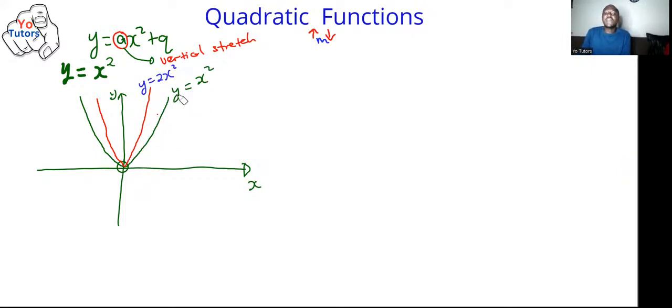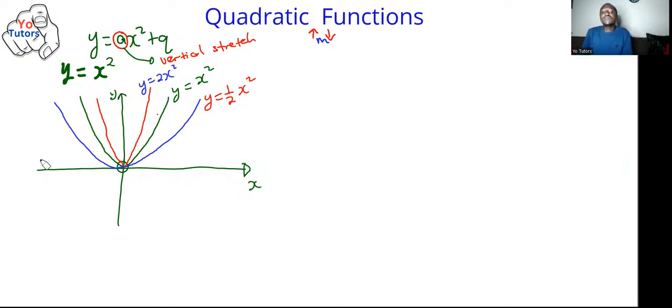What about if it's a fraction? Let's widen it. In this case, we can say y equals half of x squared. So what is happening there is that it widens. So when it's a fraction, it widens the graph. When it's above 1, you know that it actually shrinks your graph, or stretches it up, and it will be close to the y-axis. That's what we're talking about here.